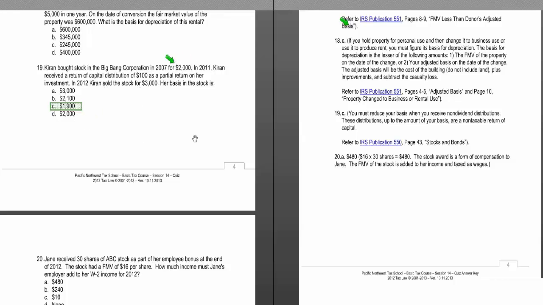We look at the original cost basis of $2,000, and then we remember that when we receive a capital gain distribution that is a return of capital, that distribution is not taxable, but it does reduce basis. So $2,000 minus $100 is $1,900, and $1,900 becomes her basis. And what she sells it for doesn't affect her basis. It would help you calculate her gain. So $3,000 minus $1,900 would give you a gain of $1,100, but the question isn't asking you what the gain is, it's asking you what the basis is.